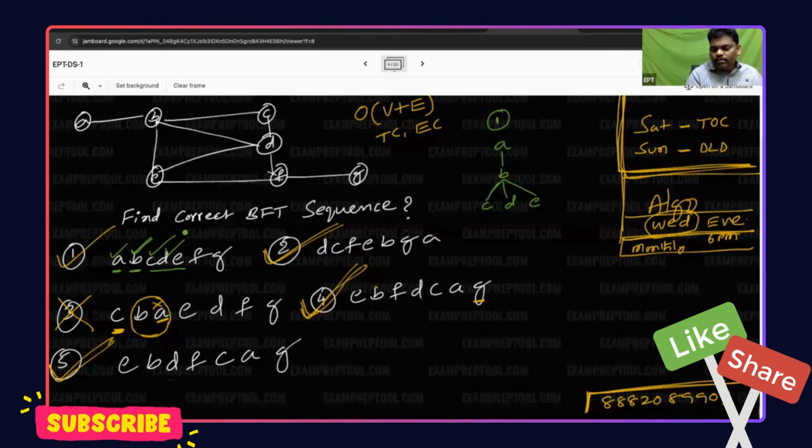C already over, B already over, E already over. I think F is not over. So D adjacent, F not over. D has many adjacent, but they are already over. Only one person left out. So D adjacent is F. Okay, D also completed. Let's go to E now. Who is the E adjacent? E adjacent is going to be B, D, F. If you see the green color, B over, D over, F over. So E nothing. Now go to the F adjacent. F adjacent is going to be E already over, D already over, right? G not over. So F adjacent is G.